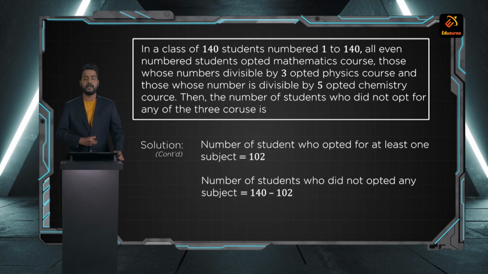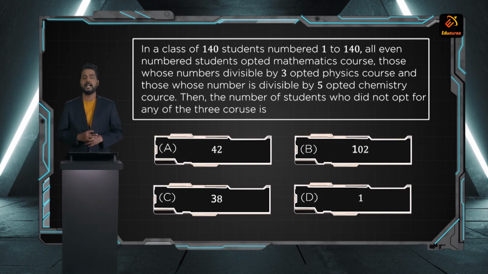So the number of students who did not opt any of the 3 courses will be total students minus n of A union B union C. That will be equal to 140 minus 102. That will be equal to 38. So the option which is correct is option C. Understood? Moving further with the next question.